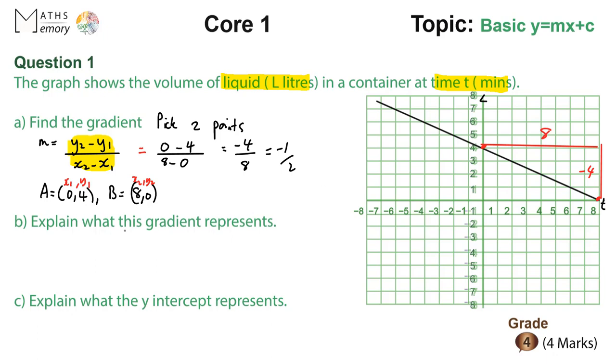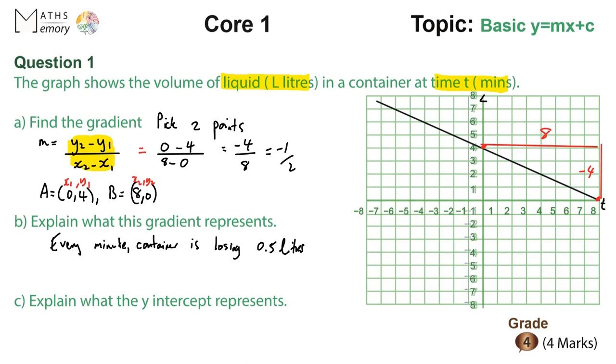Okay, so it means that every minute that passes by, the number of liters goes down by half. So the container is losing, let's say, 0.5 liters. It's like a bathtub. Take out the actual plug, and you're losing half a liter every minute. Same concept. Part C, explain what the y-intercept represents.